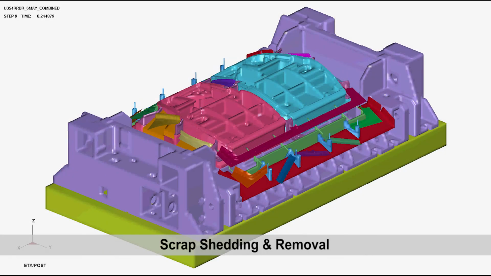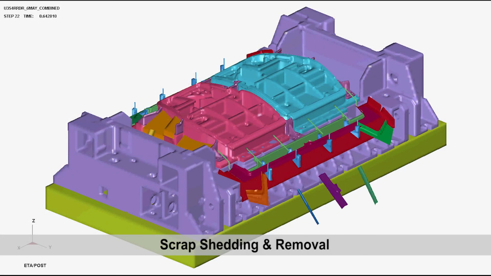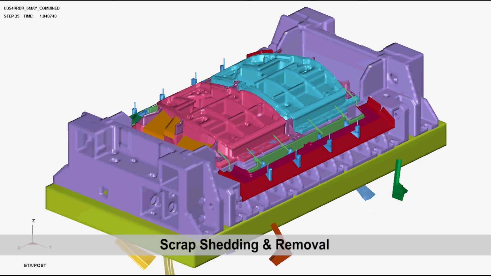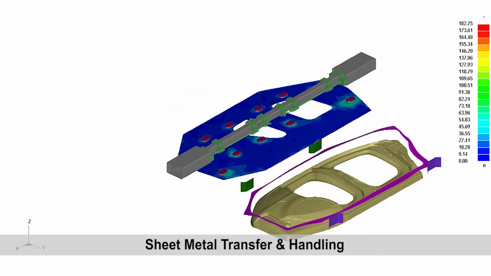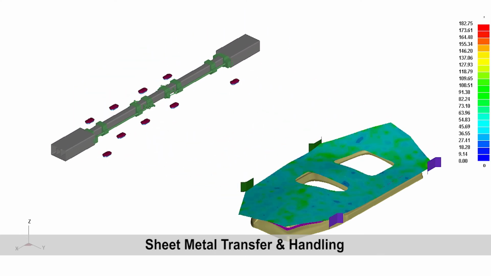Another key feature is scrap shedding and removal. It is utilized to investigate potential scrap flaws during the die structure design. Lastly, the sheet metal transfer and handling is utilized to optimize the suction cup design and clamping devices of the transfer and line die system.